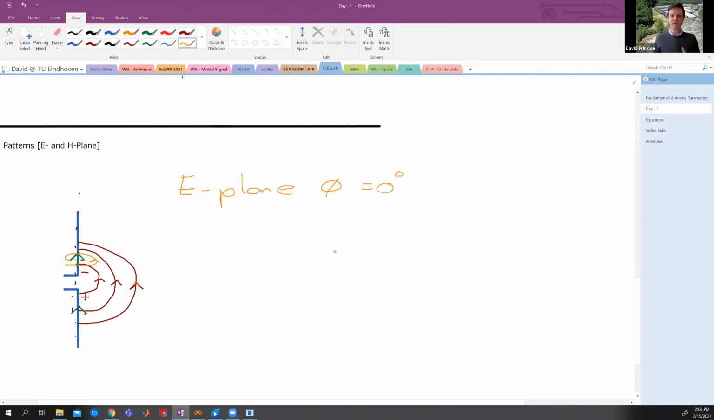However, in terms of the magnetic field, there's only one H-plane cut. So the H-plane would be the plane that contains the magnetic field, as well as the point of maximum radiated power. And since there is only one plane containing the magnetic field, and that's just this plane perpendicular to the dipole, this will be our H-plane.